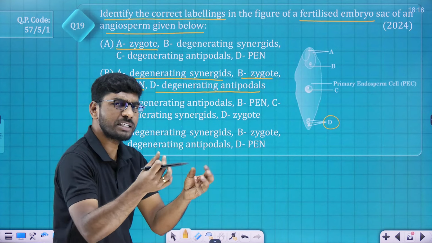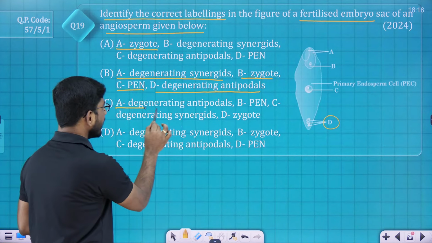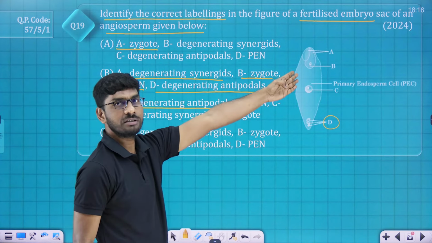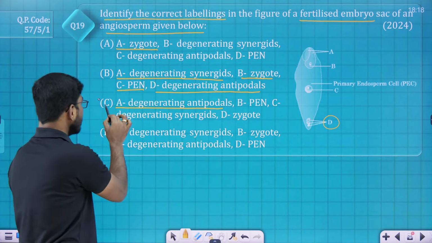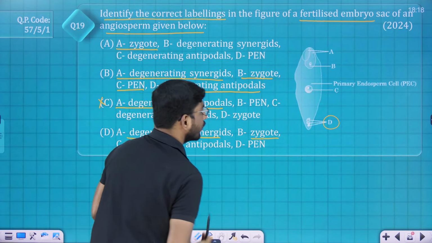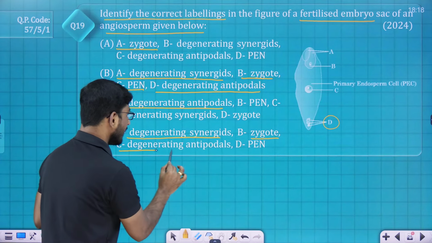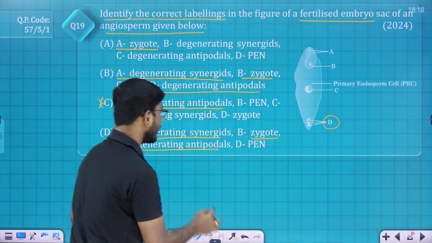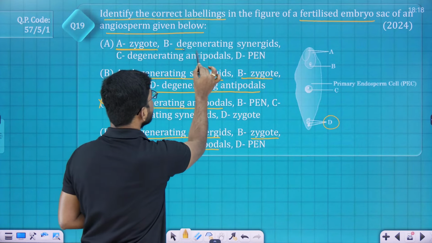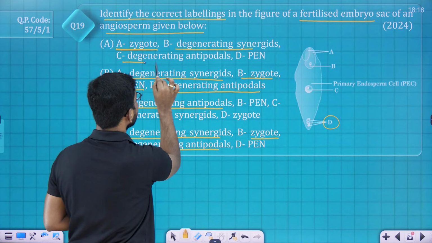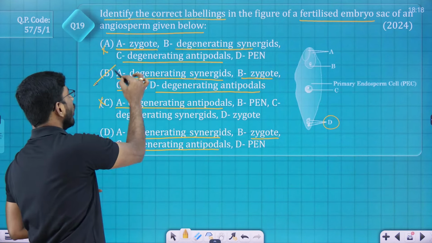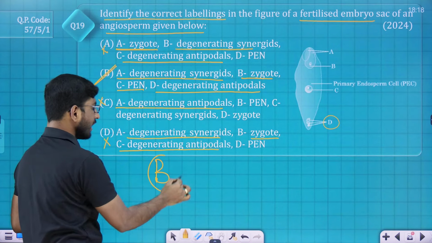Let me read the options. A, degenerated antipodals. A is not degenerated antipodals; A is synergids. Leave this option. Next, A, degenerated synergids. Okay. B, zygote. C, degenerated antipodal. C is not degenerated antipodals, so leave it. Option A, zygote, degenerated synergids, degenerated antipodal: C is not degenerated antipodal. So leave it. The correct option, option B, is the right answer.